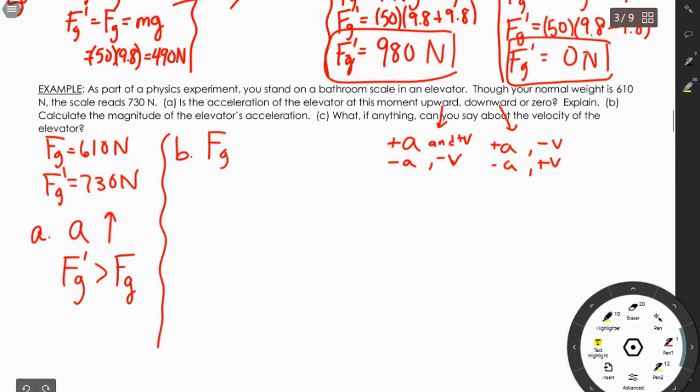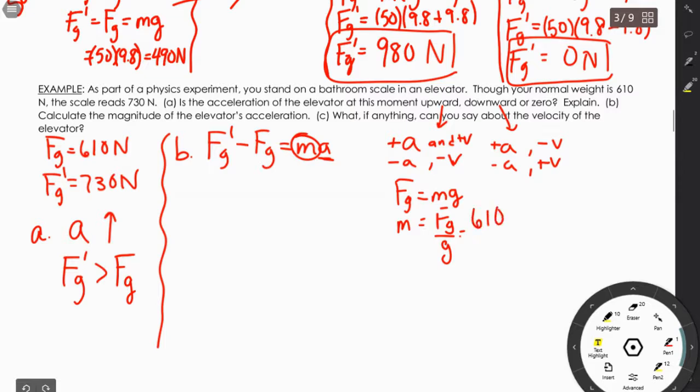So part B now says, what is the magnitude of the elevator's acceleration? Just like we did before, sum the forces: Fg prime minus Fg equals ma. And so we're going to solve this for A. But the thing is, we need to know what mass is. It's a simple calculation. Remember, weight is mg. That makes mass Fg over g. So 610, our actual weight, divided by 10, so 61 kilograms. It's a little bit less because 9.8 is a little bit less.